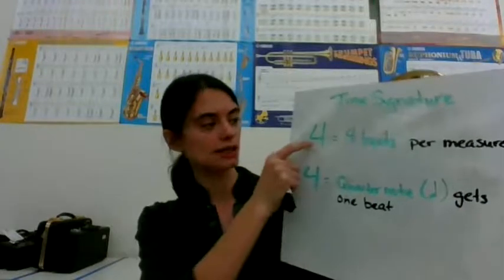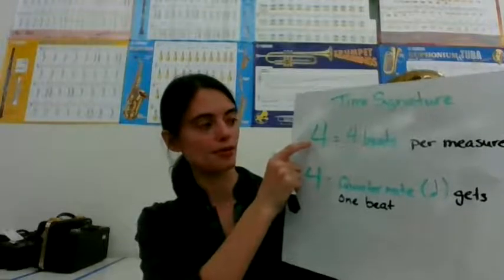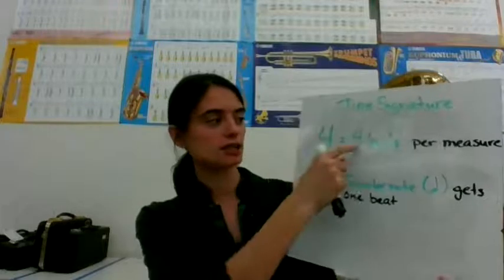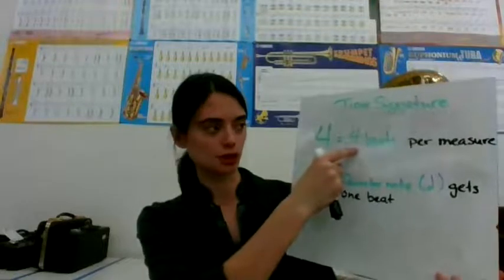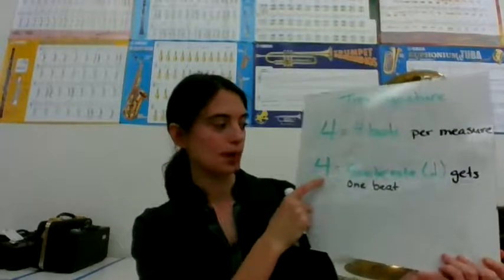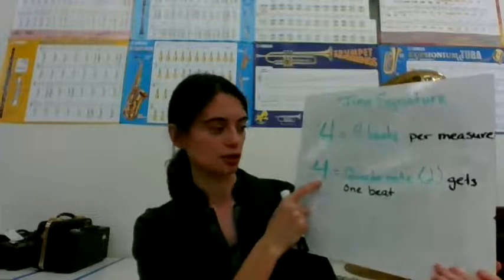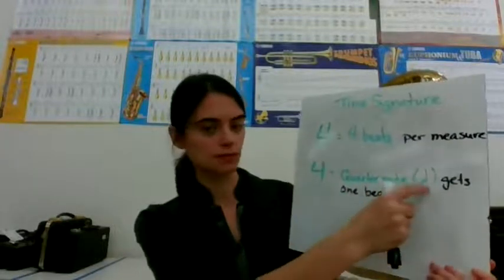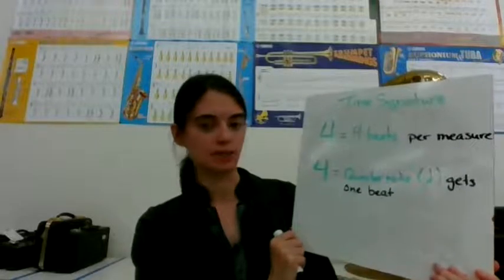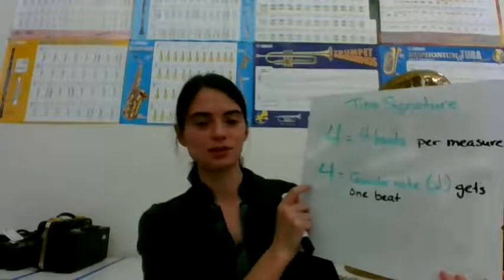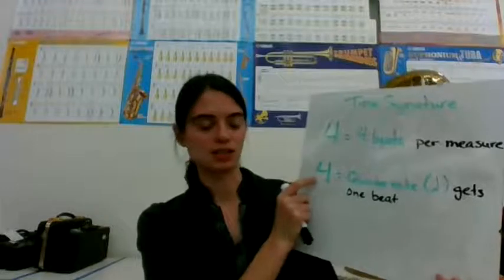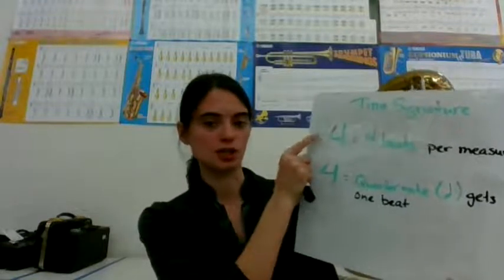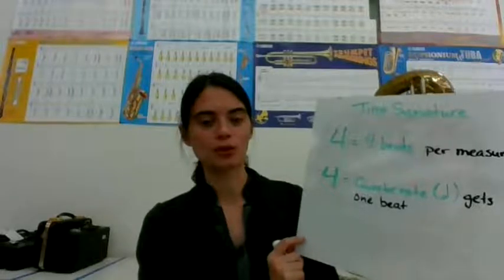So if we look at the top number of our time signature, which in this case is a 4, it means that there are 4 beats per measure. And if we look at the bottom number of our time signature, there is a 4, which means the quarter note, that guy, gets 1 beat. A lot of times in 5th grade band, we don't really pay attention to the bottom number. The top number is the main number that we pay attention to. And sometimes the top number will change.